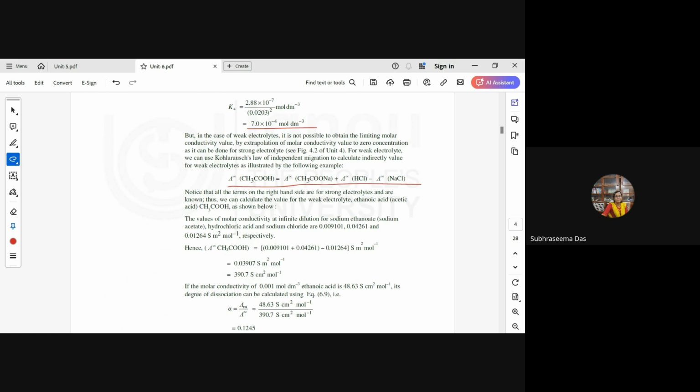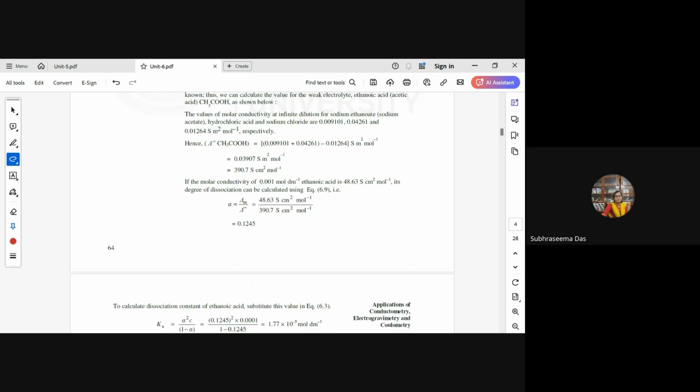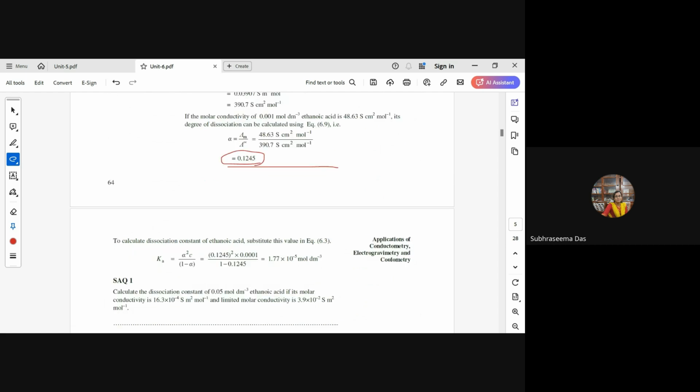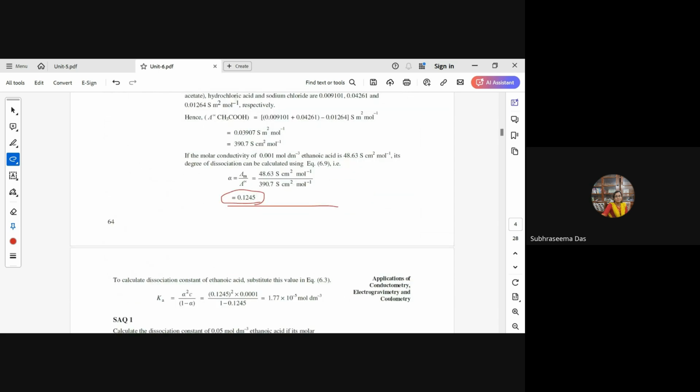So the values of lambda m for sodium ethanoate, that is sodium acetate, and hydrochloric acid are known. We substitute these values in the above equation and find out the value of lambda infinity for CH3COOH. So if the molar conductivity is this, the degree of dissociation calculated is equal to lambda m by lambda infinity, which is 0.125. So this is how we apply conductometric methods for the determination of Ka.